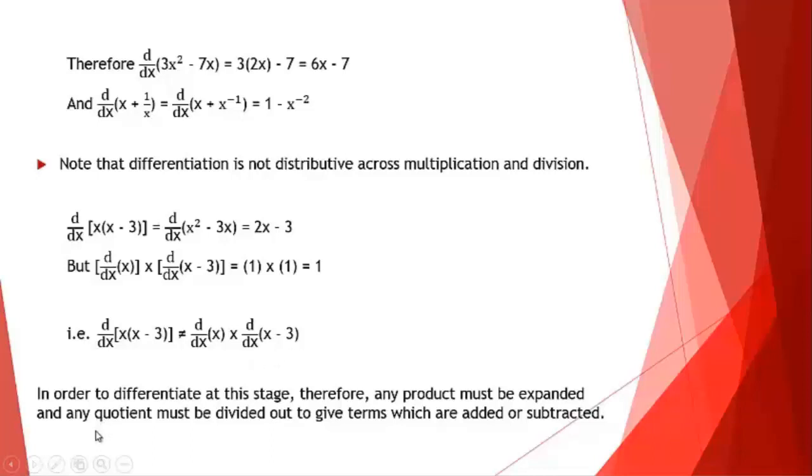So in order to differentiate at this stage, any product must be expanded and any quotient must be divided out to give terms which are added or subtracted. So if we get an expression like x times x take away 3, it is better to expand the expression as x squared take away 3x and then differentiate the terms separately.